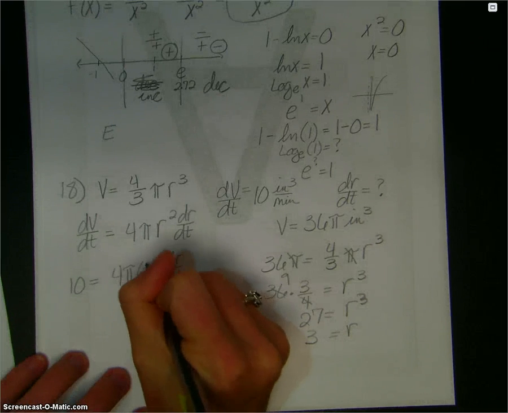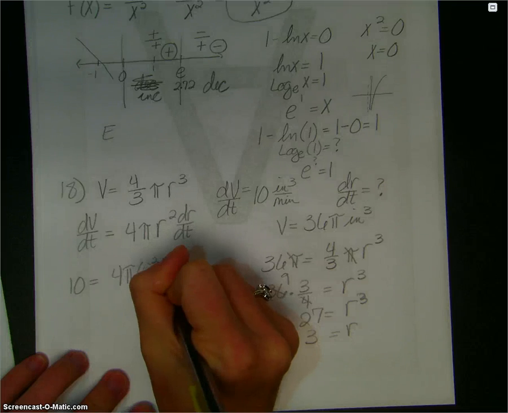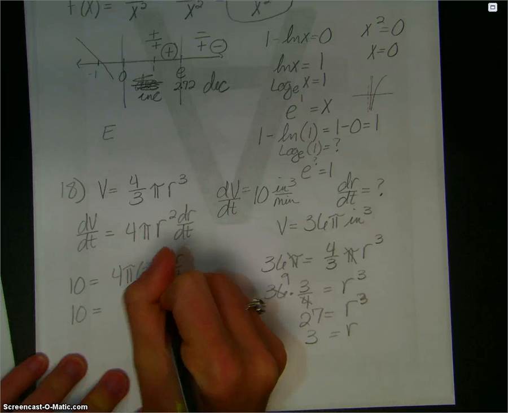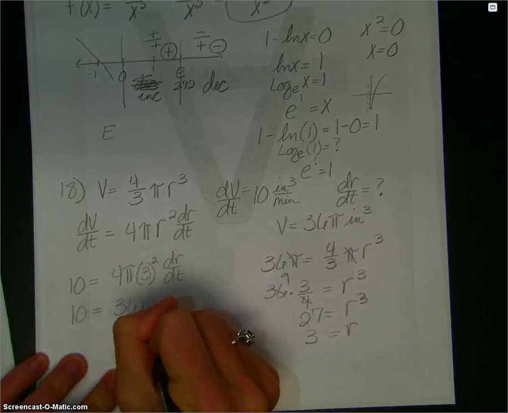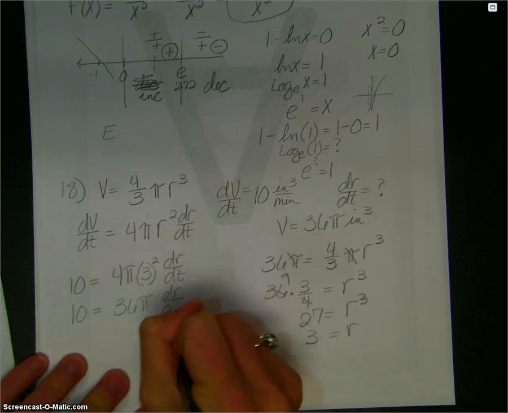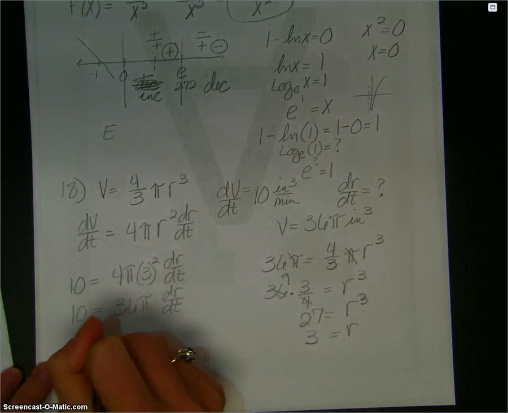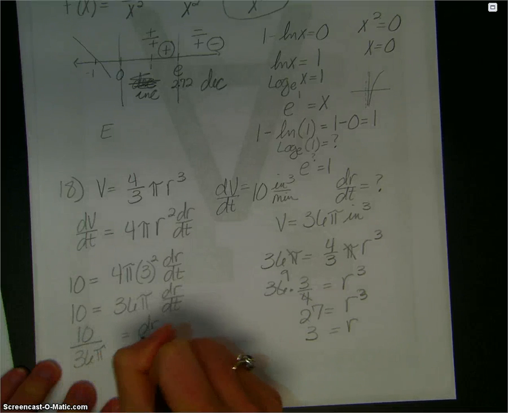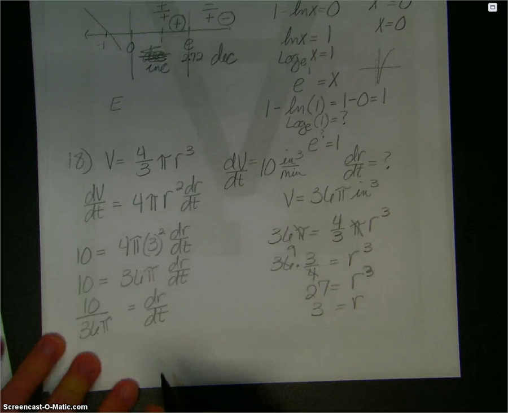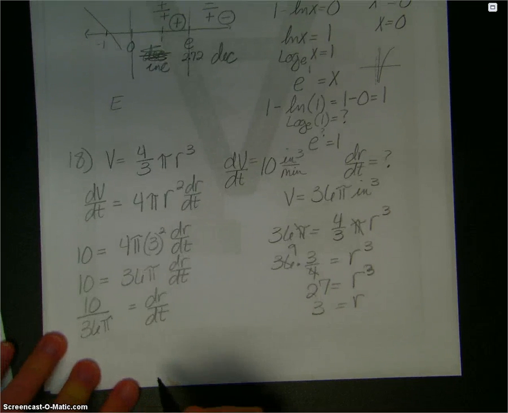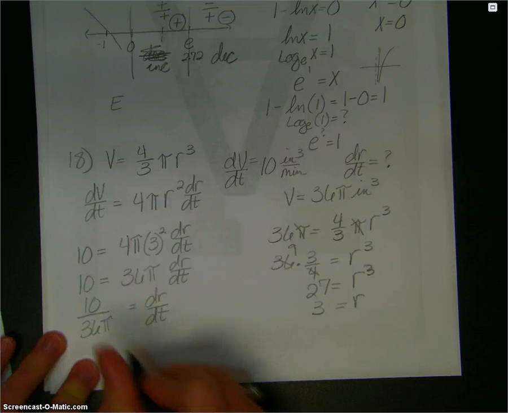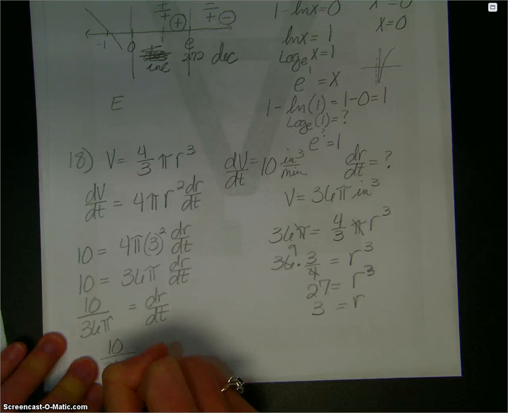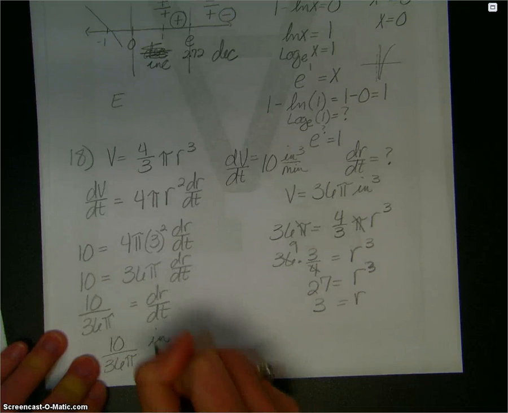Alright, so now I can plug my 3 in right there, and I'm going to be squaring that. So this is going to give me 10 is equal to 9 times 4, which gives me 36 pi, and then I just need to divide over by my 36 pi. So 10 over 36 pi will be my dr/dt, or my rate of change of my radius, and I can simplify that if you want to. You don't really have to, but we can simplify that, or we can leave it just exactly the way that it is. So it's going to be 10 over 36 pi, and I was working in inches here, so inches per minute.